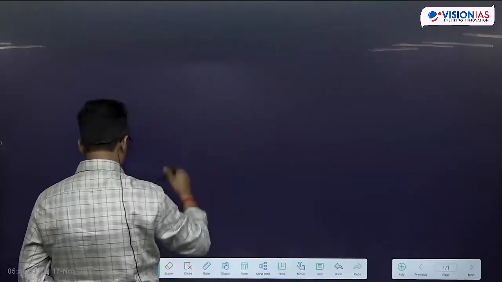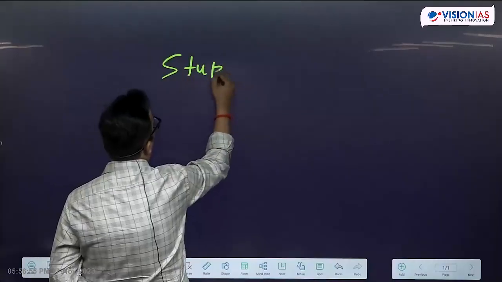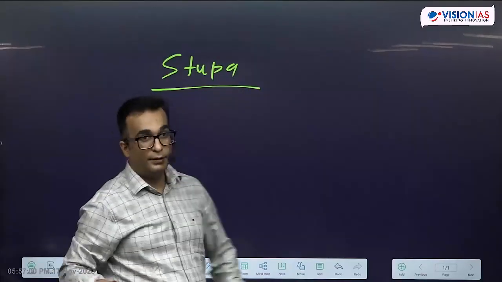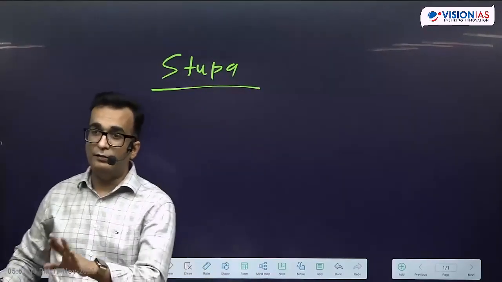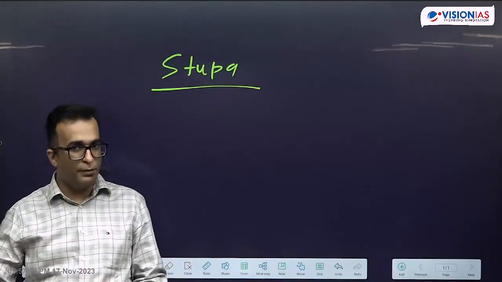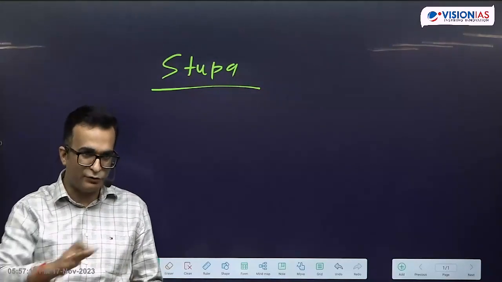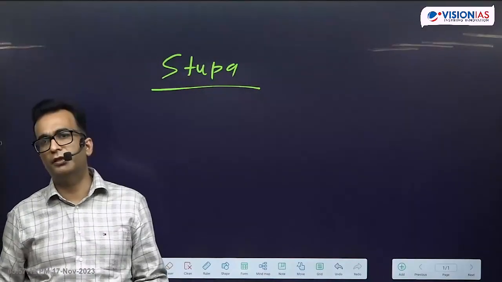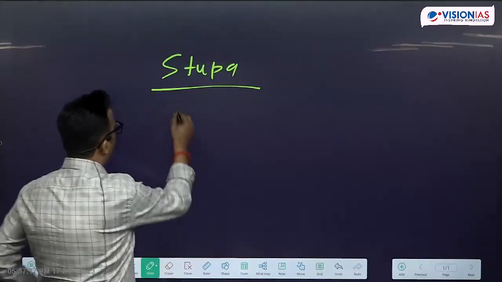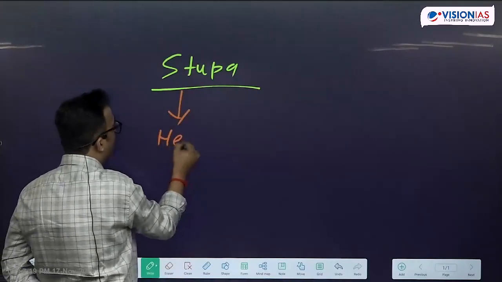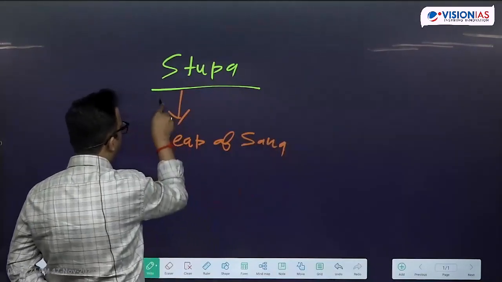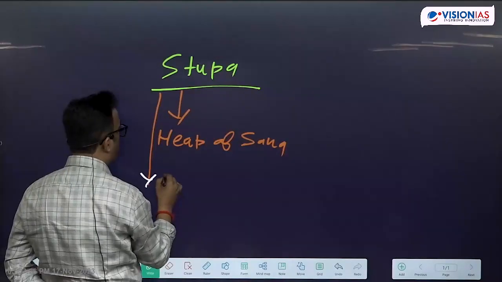Write stupa once. Now, when it comes to this word stupa, it is a Sanskrit word. Later on it was used in the Pali language also. Pali was the main language of Buddhism, but Sanskrit was also used in Buddhism. So stupa is a Sanskrit word, and the meaning of this word stupa is heap of sand. And there is another meaning, which is called a mound.